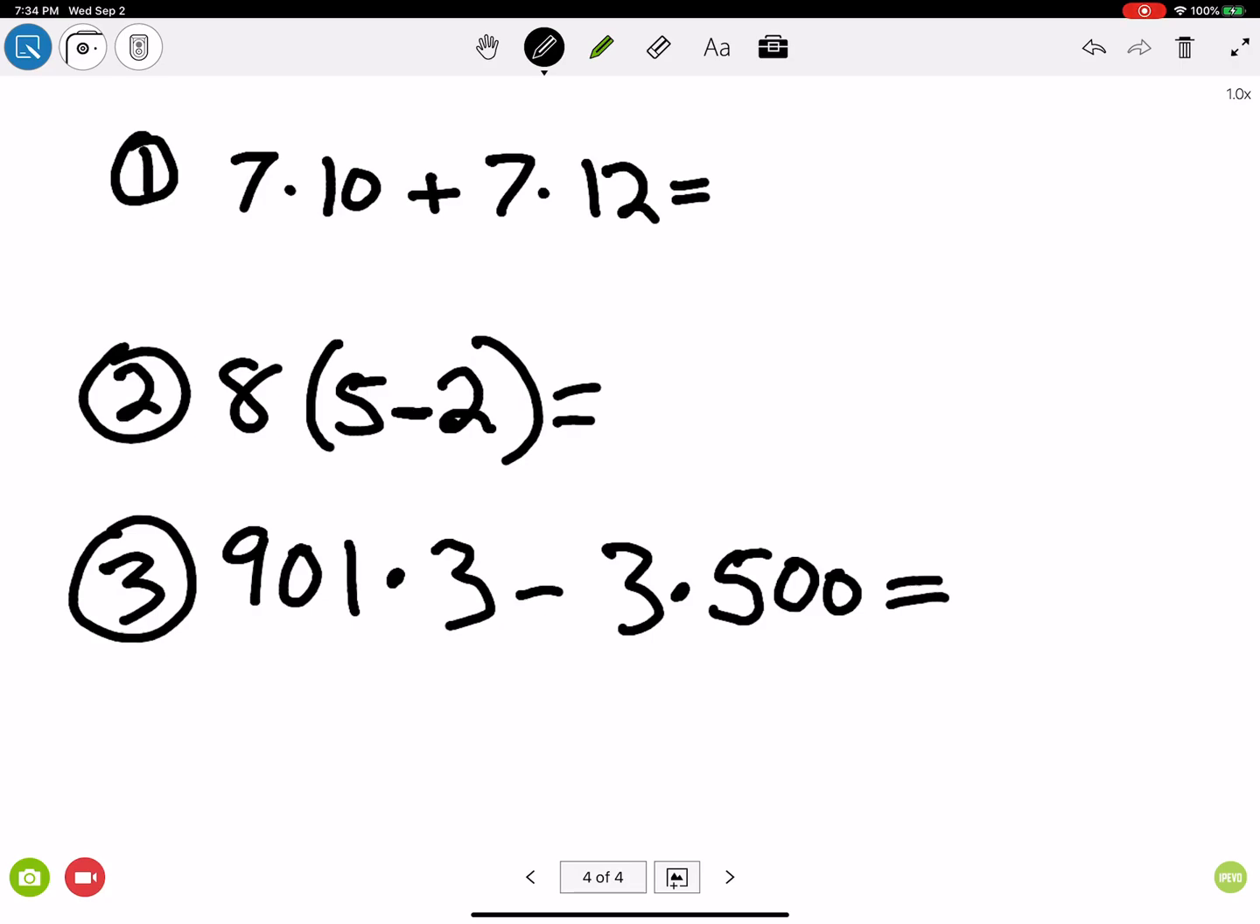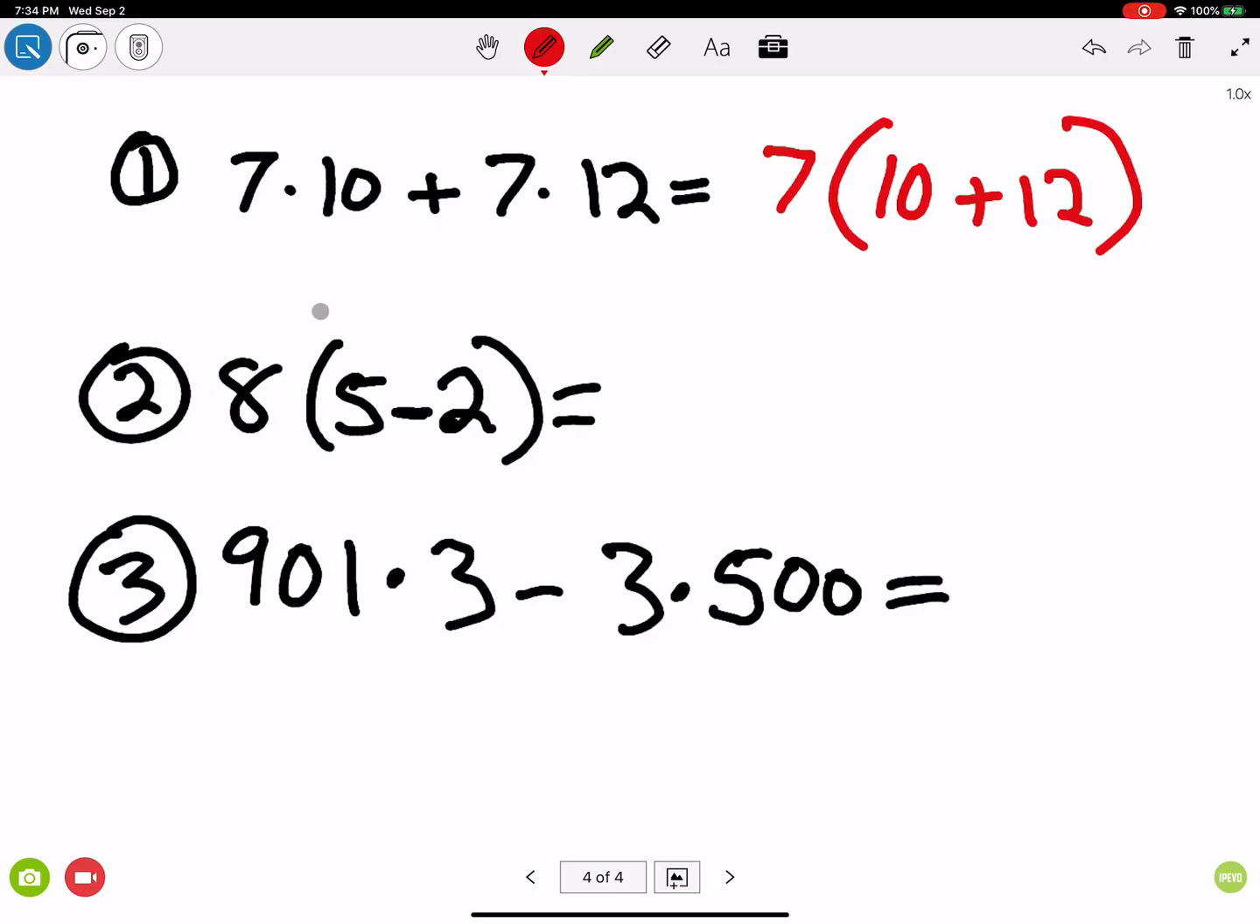All right, now that you're back, let's look at these answers. So number 1, what do they both have in common? They have a 7. So the 7 is the number that goes outside of parentheses that got distributed to the 10 and the 12. Well, what operation is between the 10 and the 12? It's addition. And we're done.